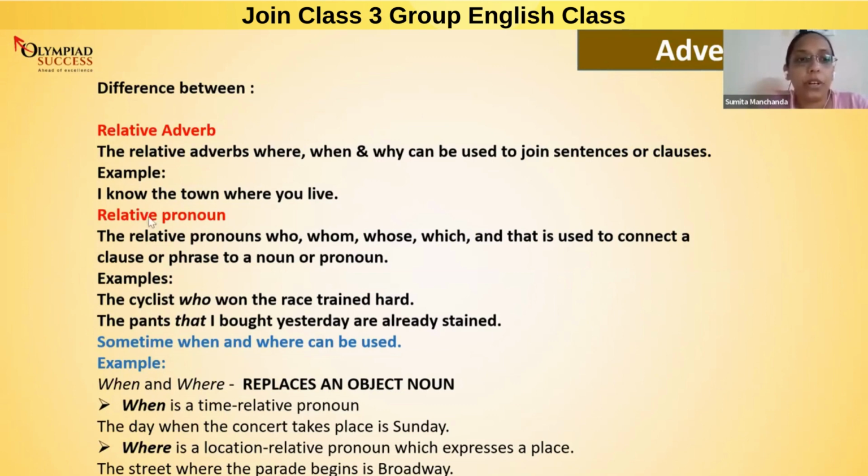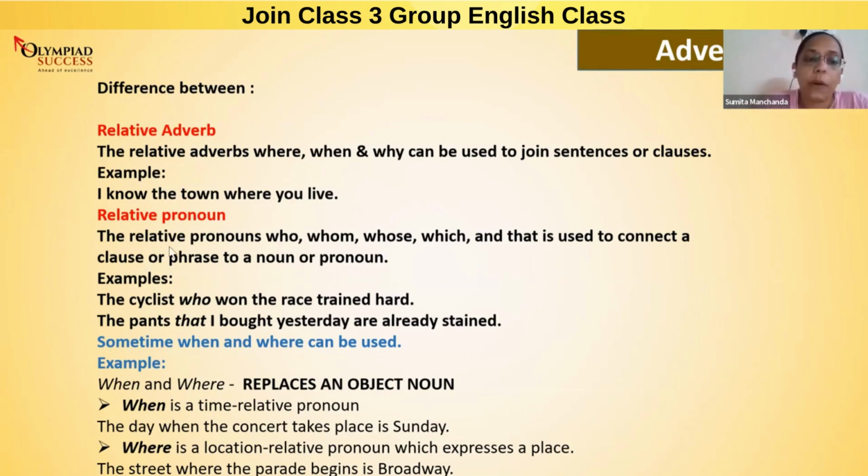In relative pronouns, the relative pronouns who, whom, whose, which, and that are used to connect a clause or phrase to a noun. Now there are words for adverb: where, when, and why, and for pronoun: who, whom, whose, which, that. So please note this down. For relative adverbs, only these three words are there. For relative pronouns, only these five words are there. But what is the work of these two things? They need to join two sentences, or we may say two clauses.